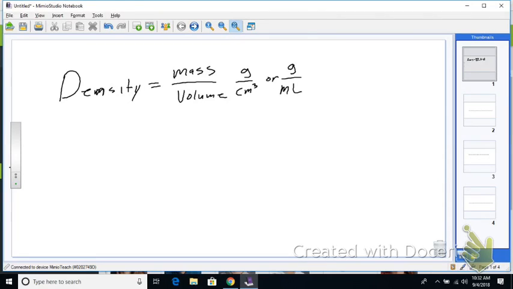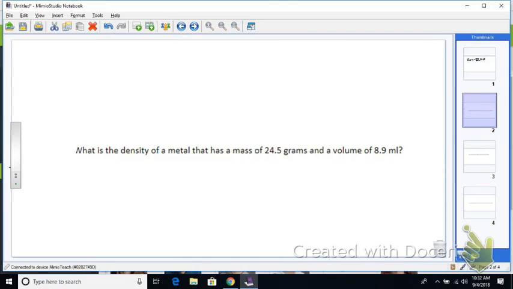How you use the density equation, and then I've got an assignment for you. Okay? So, density equals mass over volume. So the very first problem is super easy to do. You guys can do it. Tell me the answer. Okay?